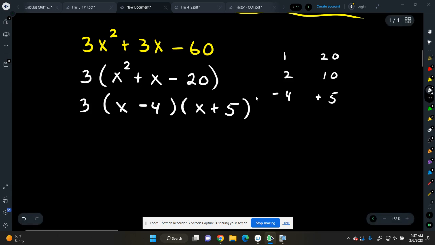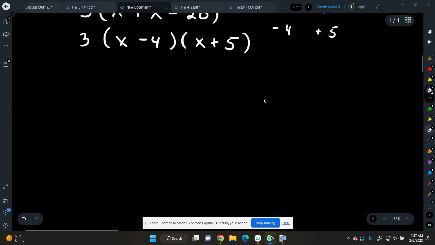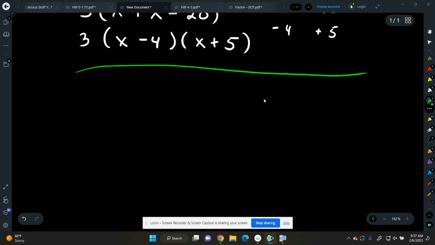Okay, here's another one. Let's do 2x to the third plus 8x squared minus 120x.